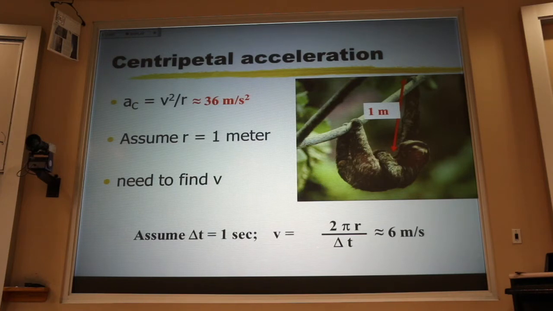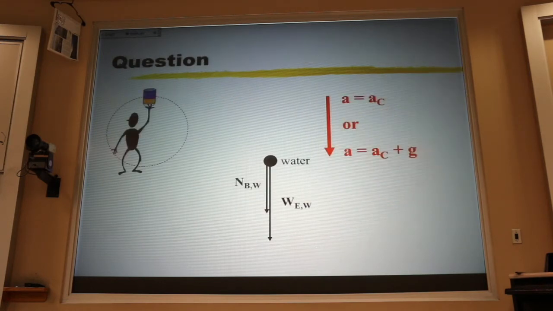Now before we stop, let's ask ourselves this important question. What is the total acceleration of the water? Is it the centripetal acceleration, 36 meters per second squared? Or do I have to take that centripetal acceleration and add gravitational acceleration? So I'd have 36 plus 10, or 46. Which is it? Tell me with your clicker.